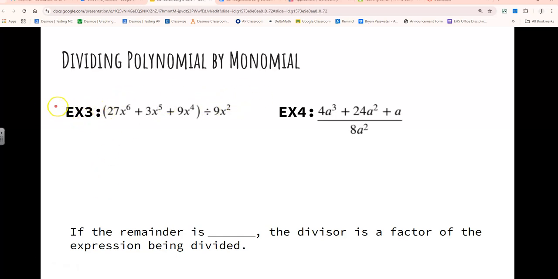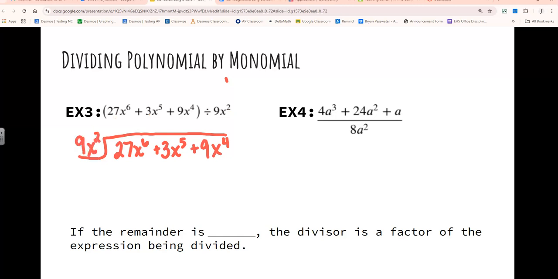So if we are dividing with polynomials, the first thing we're going to look at is dividing a polynomial by a monomial, so something that just has one term. So just like with long division, we are going to take whatever comes first, and it goes underneath our division symbol. So we got 27x^6 plus 3x^5 plus 9x^4. And we are going to divide it by 9x^2.